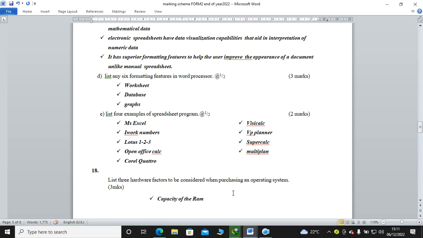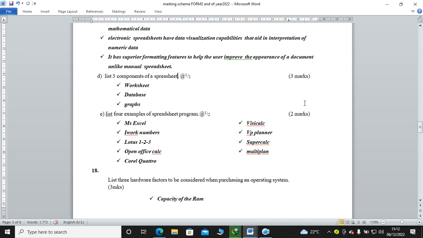D. List any 6 features in a word processor. So 6 features in a word processor. So this question here is misprinted. It should read list 3 components of a spreadsheet. So list 3 components of a spreadsheet. We usually have worksheet, database, and we also have graphs.